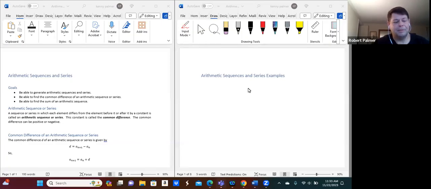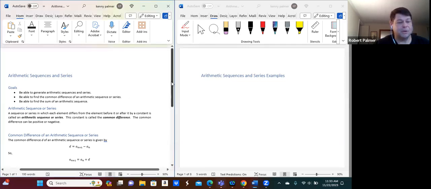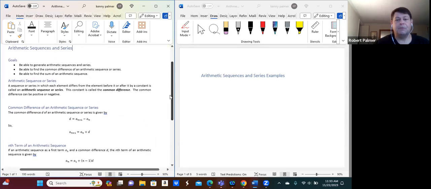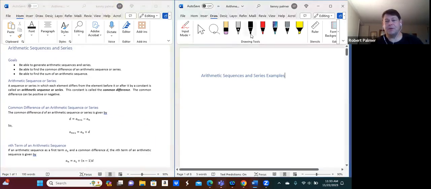Hello everyone, welcome back. Today, we'll learn about a certain type of sequence and series called arithmetic sequences and series. We'll explain what that means and how to work with them. Our goals are to be able to generate these kinds of sequences and series, be able to find what's called the common difference, which is what makes this arithmetic, and then also be able to find the sum of the arithmetic sequence or series.